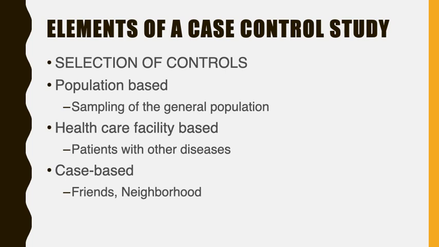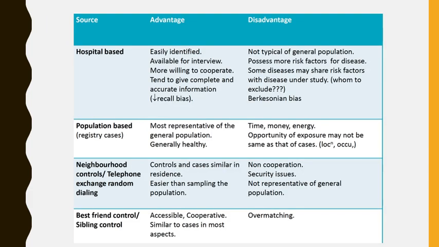When we select population-based controls, that means we're sampling the general population. If we are looking at healthcare facility-based controls, we are picking patients who have other diseases that are in the same hospital, but not the disease we're interested in. And then there are case-based controls. These could be friends, family members, or the neighborhoods that individuals are part of. The different levels lead to more bias. So let's talk about it.